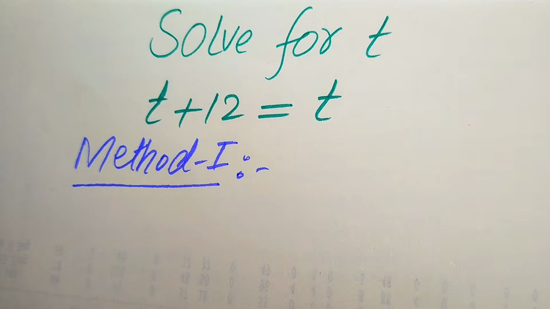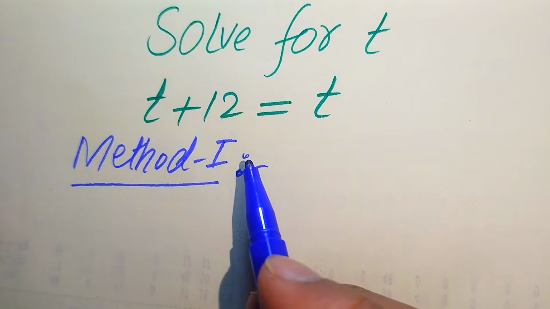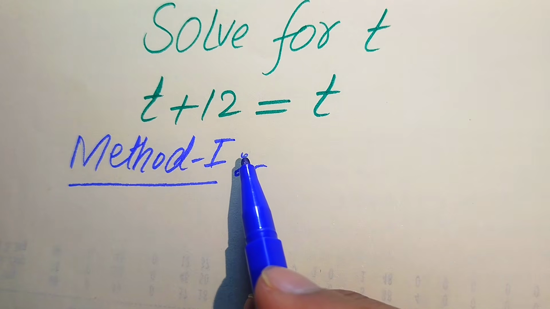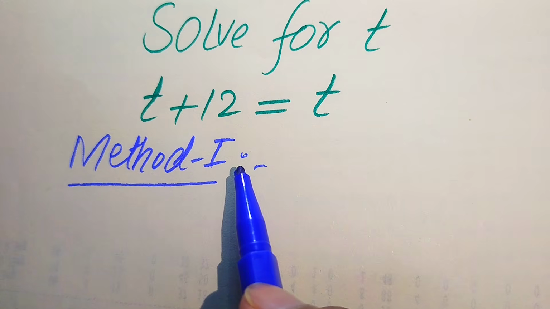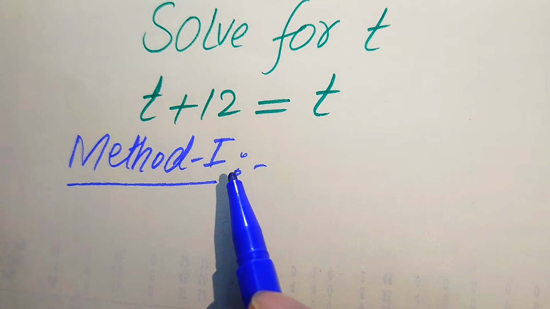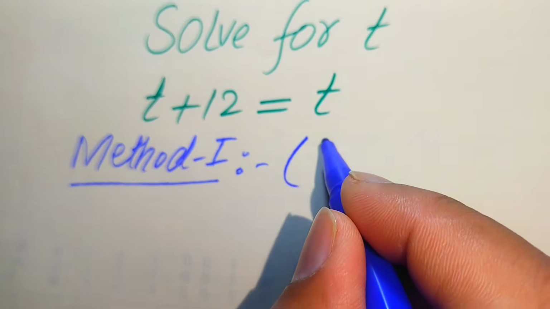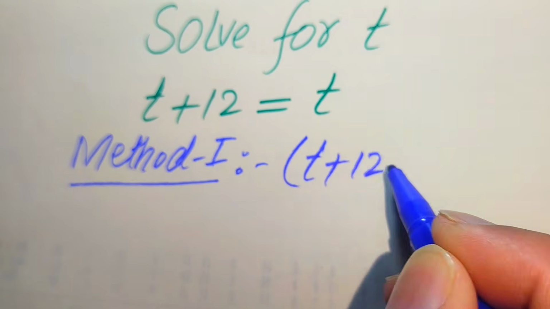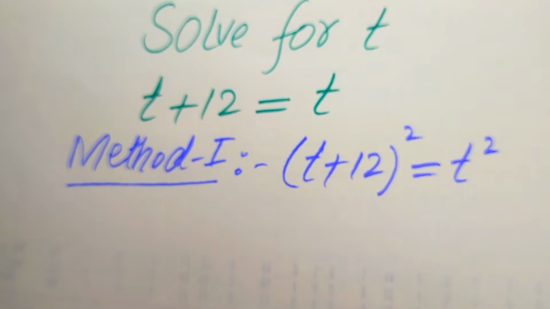And now we move towards the solution of this problem from the first method. In the first method, first we need to find all the roots of this equation. But if you see directly into the question statement, it is not easy to find the values of t. Here we use a nice technique, a different approach, to find the values of t. So for this we apply squaring on both sides of this equation, and it will be written as t plus 12 whole square is equal to t square.